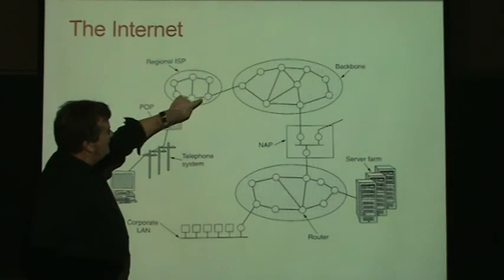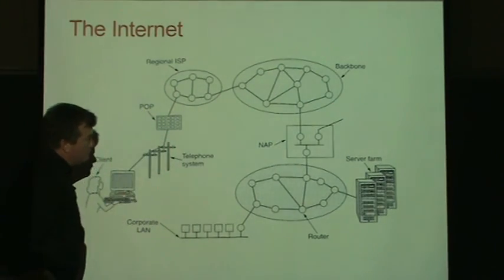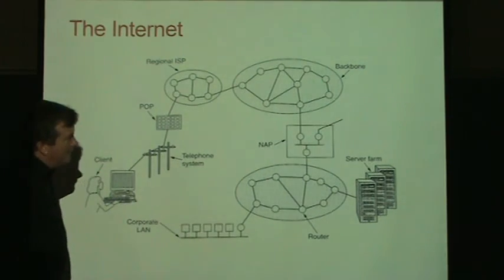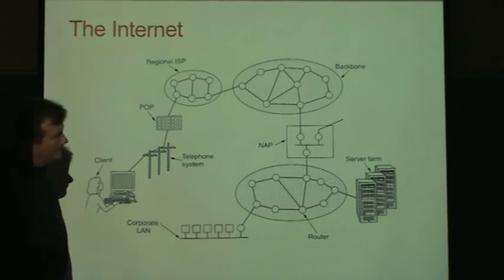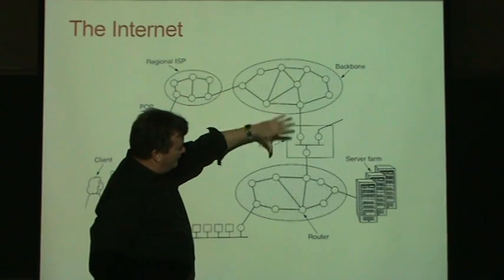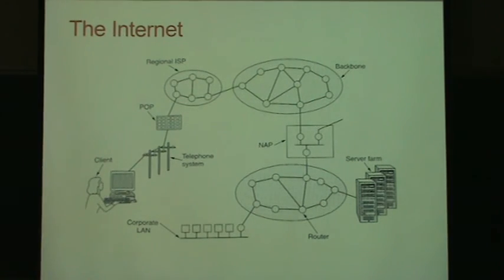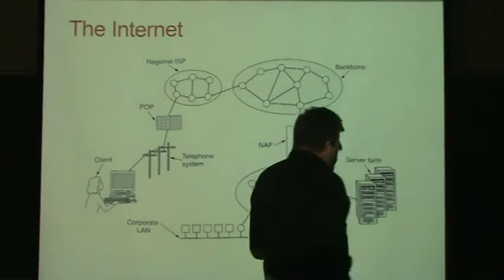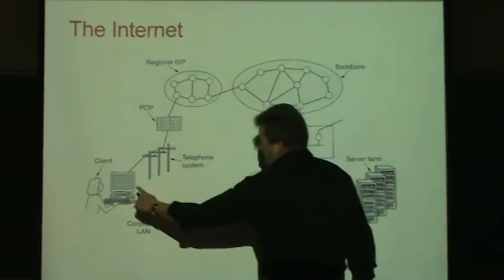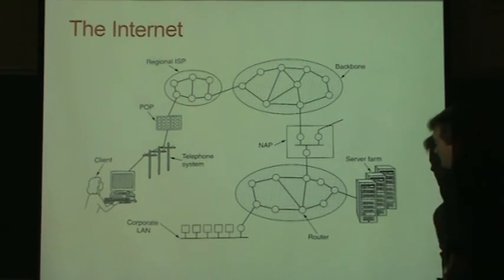Now a regional ISP would be connected to the internet backbone, which is where all the routers connect to each other. And then through an NAP, a network access point, we can connect the internet to, again, another regional ISP. And then let's say one of these servers is a Facebook server. So you're sending a message from your computer through the internet to the Facebook server.